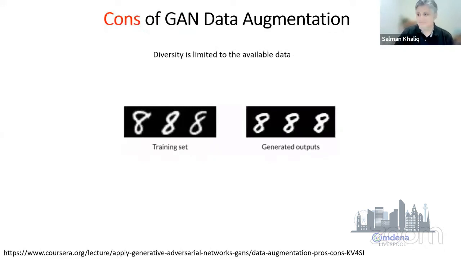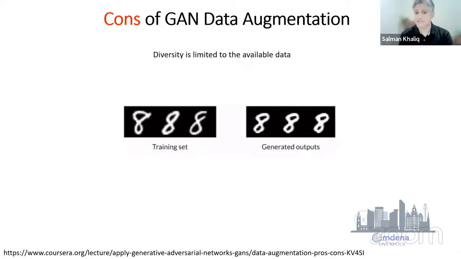Now, some cons. Definitely, there are some cons. There are some limitations. Diversity is limited to the available data. There are several different things that can go wrong with cons. That is a totally different discussion. We can talk about it sometime later, but right now I'm not talking about it.